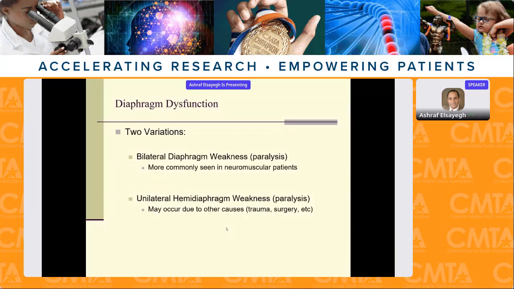In neuromuscular patients, the vast majority are bilateral diaphragm weakness. Unilateral, which is one-sided hemidiaphragm weakness or paralysis, usually occurs because of trauma, previous surgeries, injury to the neck, car accidents, etc. So generally the patient damages only one phrenic nerve on one side of the body. This is not common in neuromuscular disease, but again, a CMT patient can unfortunately have a car accident or can have neck surgery or heart surgery. And these are all things that can, in addition, cause unilateral diaphragm paralysis.